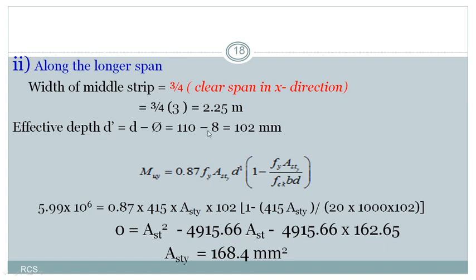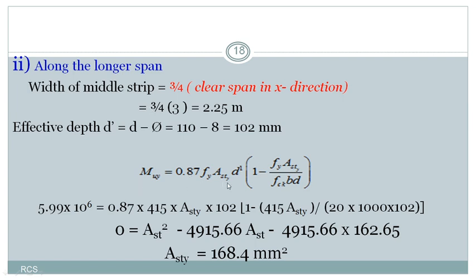So the area of steel that we calculated will be provided in the middle strip region of the y direction. But the area of steel we calculated is for 1 meter width of the slab, and the width of the slab in the middle strip region is 2.25 meters. Correspondingly, we have to provide the reinforcement in the slab: we calculate the reinforcement for 1 meter width, but we have to provide it for 2.25 meters in the middle strip region along the y direction.